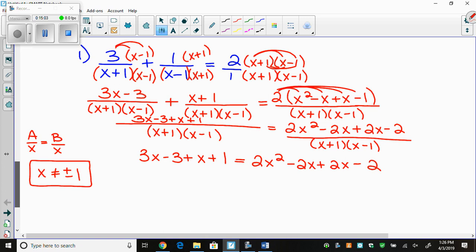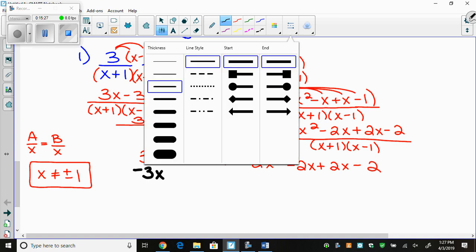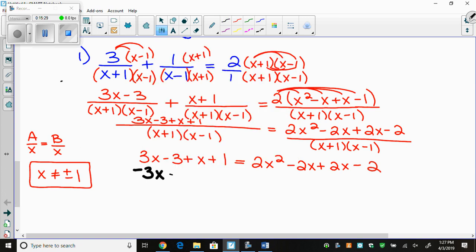The moment I have 1x squared, I need to move everything to one side and use the quadratic formula. So I have an x squared here. Is it going to cancel off like that other one did? No. If it doesn't cancel off, I need to move everything to one side. So I'm going to subtract 3x. Oops. Add 3, subtract x, subtract 1. Subtract 3x, add 3, subtract x, subtract 1.